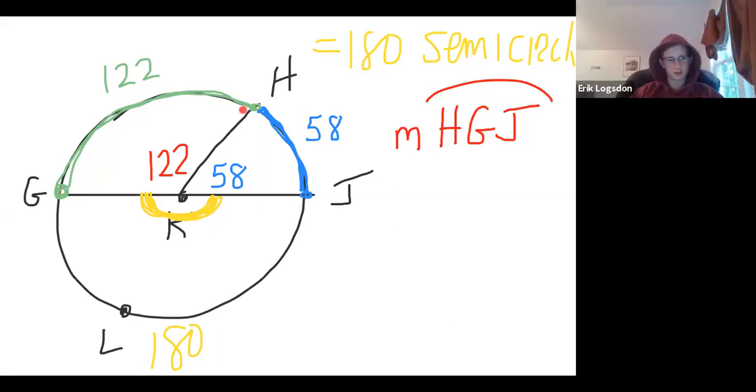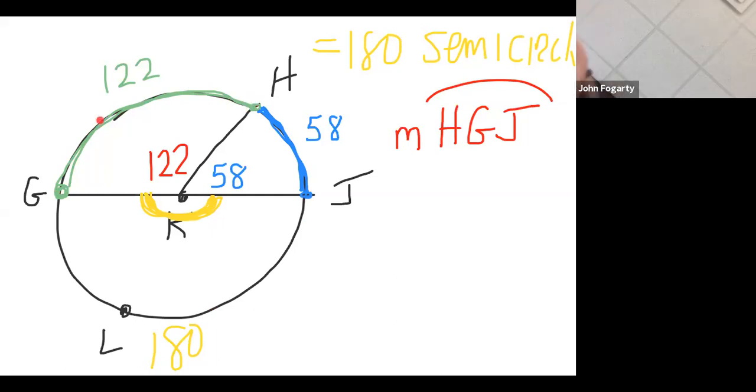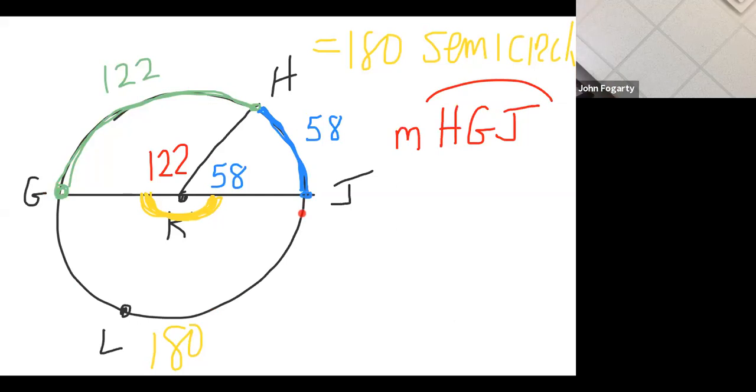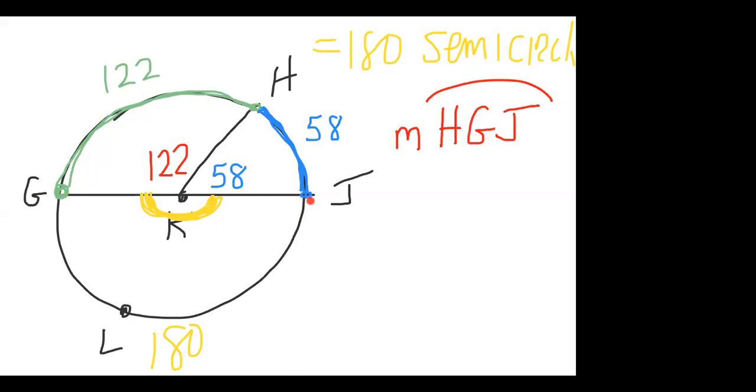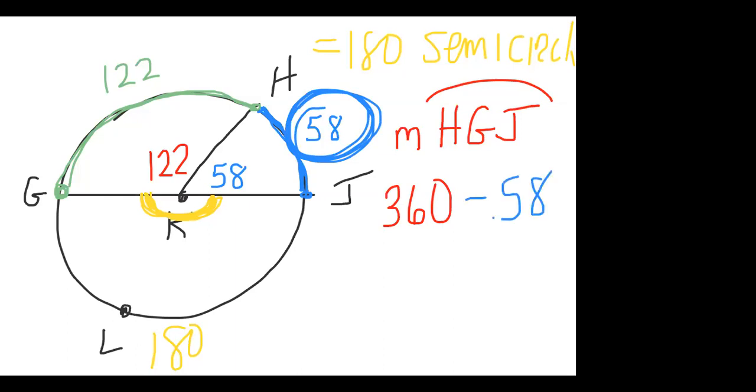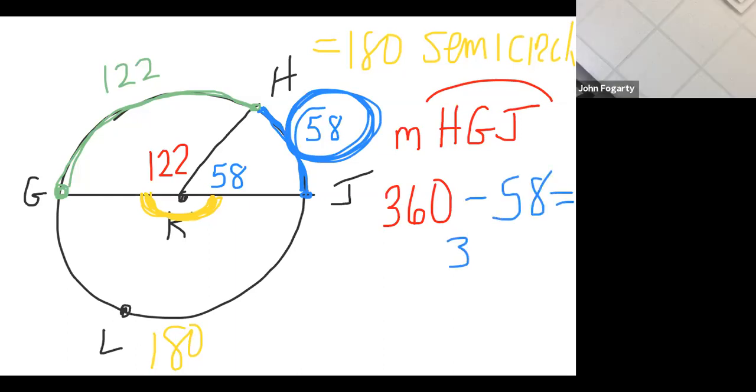360. H to J is 360? No. H to H is 360. H to J would be what? Well, it would be 360, a full circle, minus the part that I'm not counting, 58. 302. So I would get 302. Does that make sense, fellas? Yeah. That makes total sense, right?